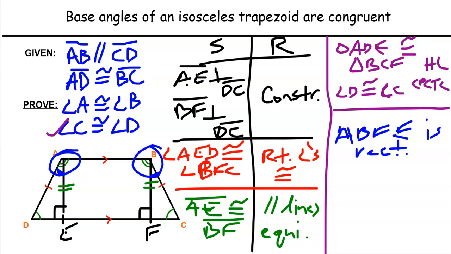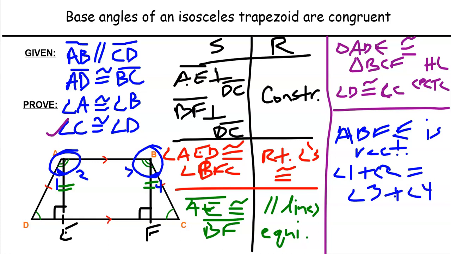because they both have right angles, the two angles that create angle A and angle B, we can just call them angle 1, angle 2, angle 3, and angle 4, that angle 1 plus angle 2 is equal to angle 3 plus angle 4. And that will end up completing the proof that base angles of an isosceles trapezoid are congruent.